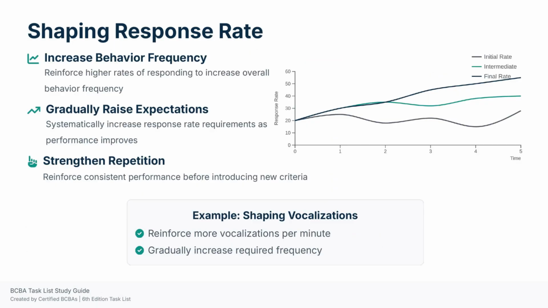When shaping response rate, the goal is to increase how often a behavior occurs. For example, a learner may currently vocalize only a few times, but the long-term goal may be a much higher rate of communication attempts. In that case, we might first reinforce any increase above baseline. Once that higher rate becomes stable, reinforcement shifts to an even higher response rate. Over time, the learner meets progressively more demanding criteria. The important point is that we do not expect the final rate immediately. We build it gradually, step by step.